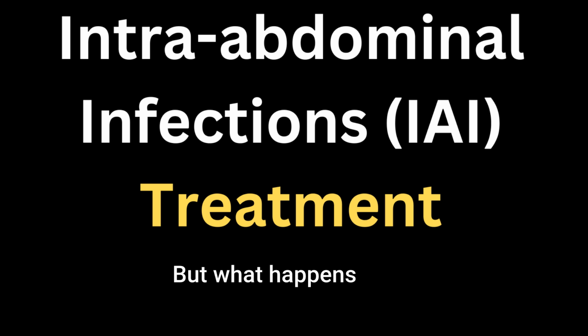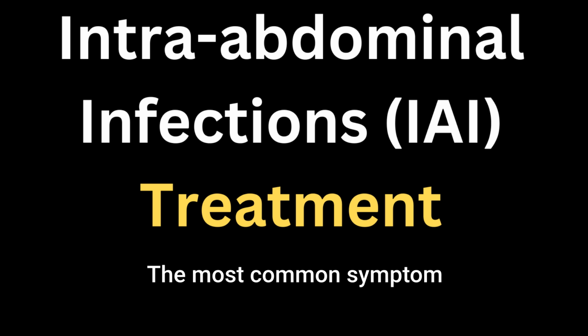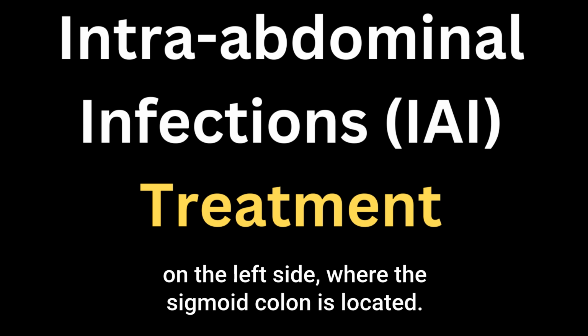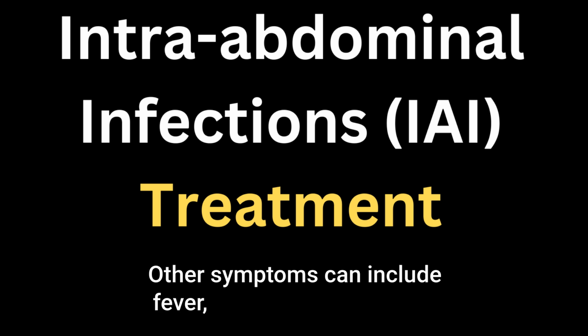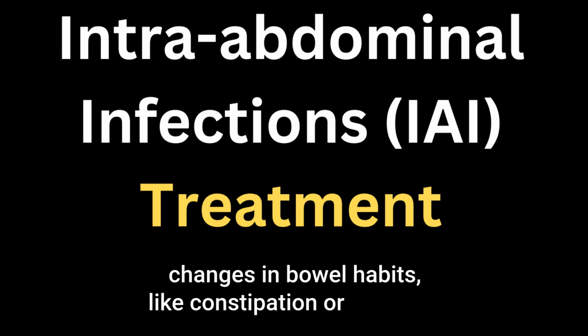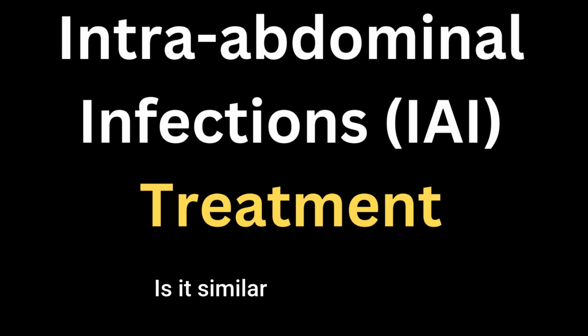Got it. But what happens when these pouches become inflamed or infected? What are the symptoms of diverticulitis? The most common symptom is abdominal pain, usually on the left side, where the sigmoid colon is located. Other symptoms can include fever, nausea, vomiting, and changes in bowel habits, like constipation or diarrhea. And how is diverticulitis typically diagnosed? Is it similar to appendicitis?